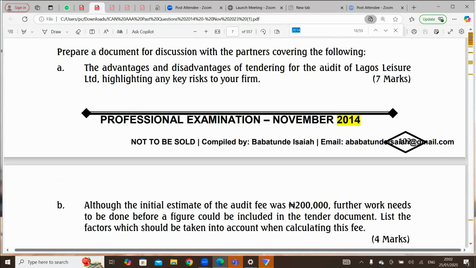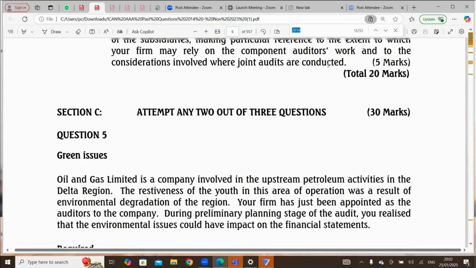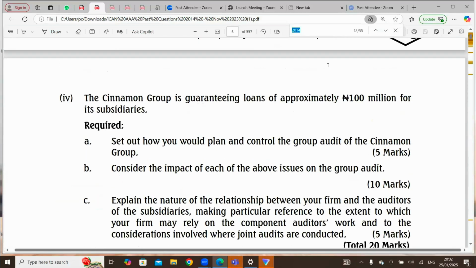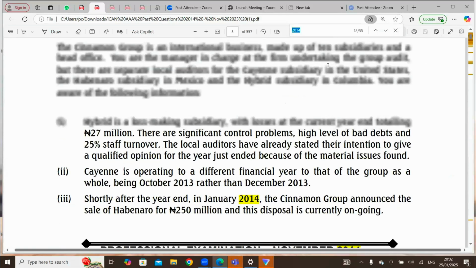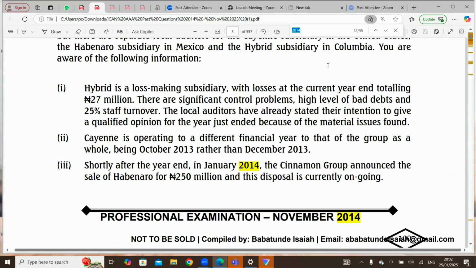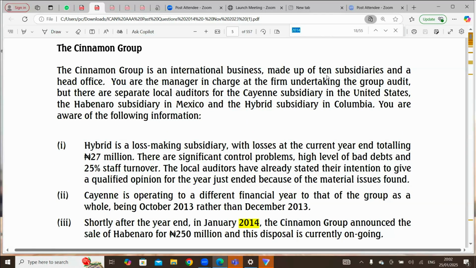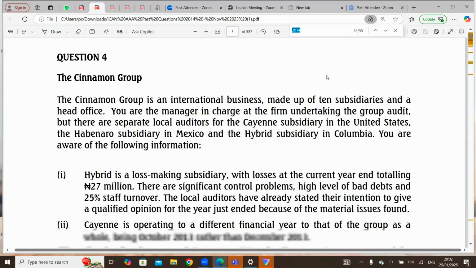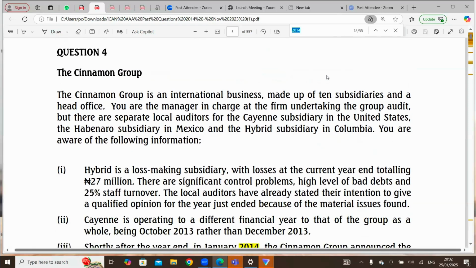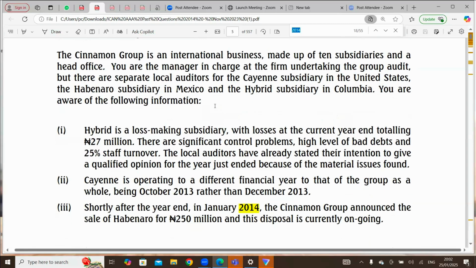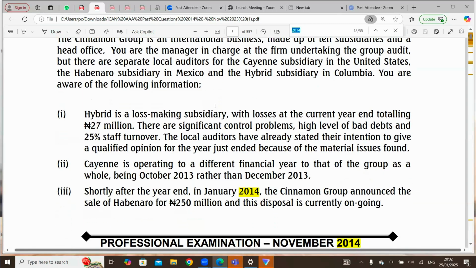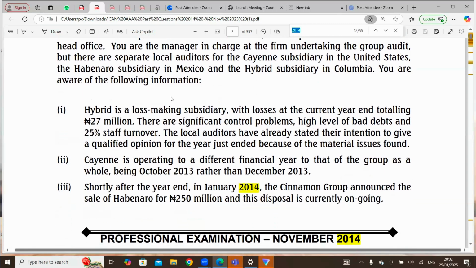Okay, question 4. So in this one, they gave different matters and said that the Cinnamon Group is an international business made up of 10 subsidiaries. You are the manager in charge of undertaking the group audit, but there are separate local auditors for the subsidiary in the United States.